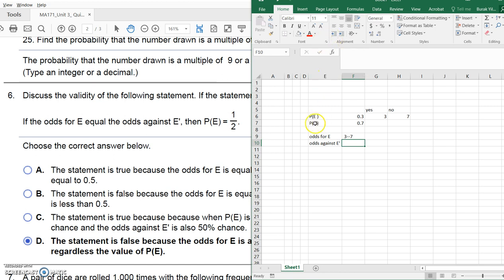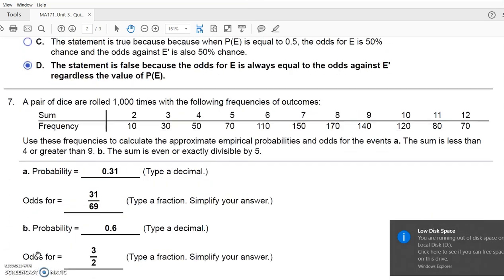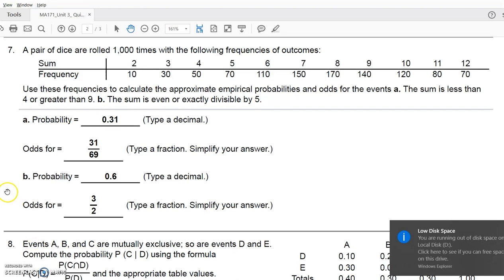Odds against E prime. E prime is 0.7. That means there are 7 ways E prime is happening and 3 ways it's not happening. So odds against E prime would be, it's not happening 3 different ways, so again 3 to 7. See, the probability is not 1/2, but the odds for E and odds against E prime are always equal. So that's that.